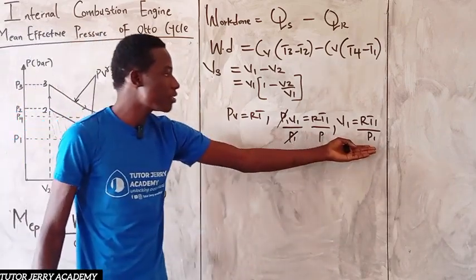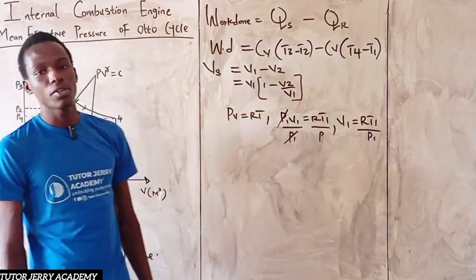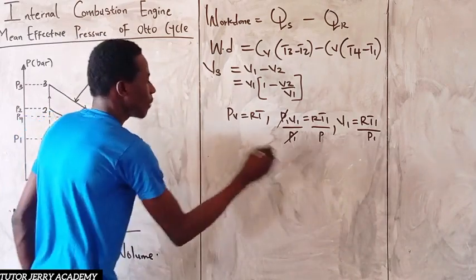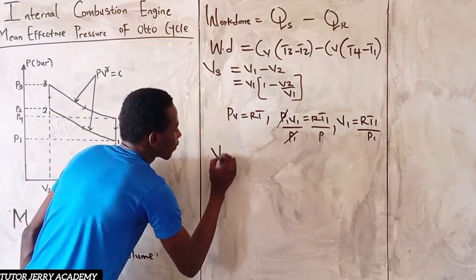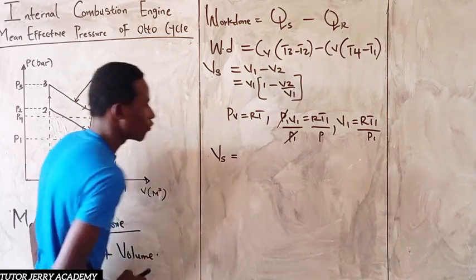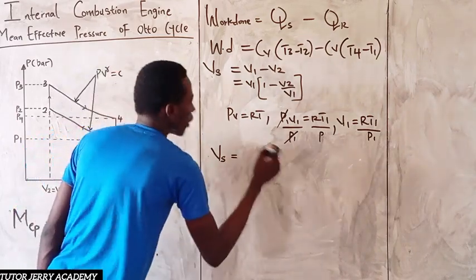So I'm going to be substituting this value in this equation. So let's do that. My Vs, V subscript S, which is my swept volume, will be equal to V1, which is what?